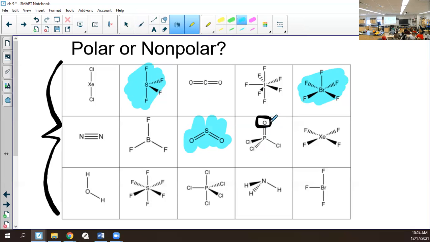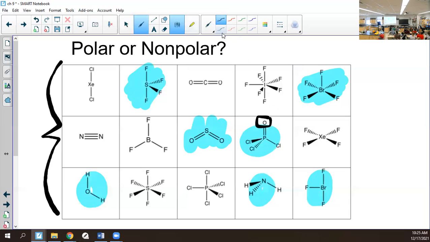Okay, so should I color it then? Yes. This one? No. This one? Yes. This one? This one? This one? This one? Are we all okay with the shape to polarity? No? What's that? Why is the last one polar? Okay, here we go.